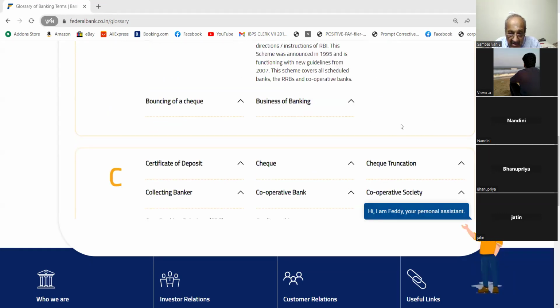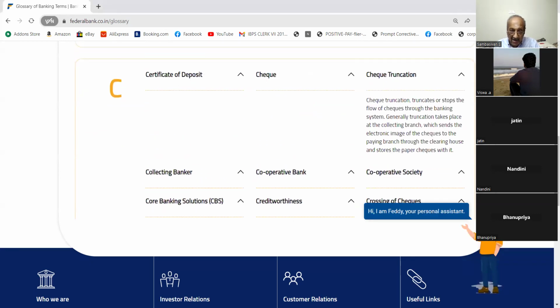Next one, what is check truncation? Jatin, please tell me what is check truncation? Sir, I don't know this meaning actually, sir. I tried to understand, but please read.